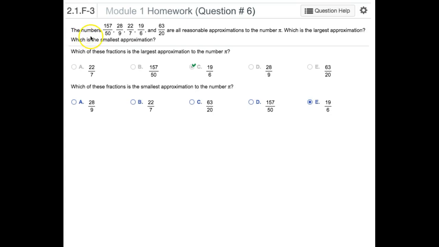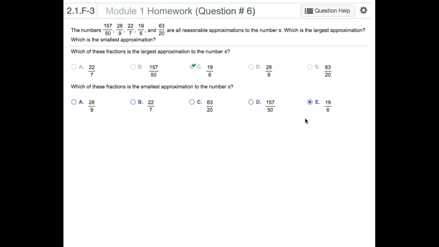And the question says the numbers 157 over 50, 28 over 9, 22 over 7, 19 over 6, and 63 over 20 are all reasonable approximations to the number pi. Which is the largest approximation, which is the smallest approximation? So you answer largest and smallest, and they have the fractions in a different order, but they're the same fractions. So we really just have to figure this out one time and then see which one's the largest and which one's the smallest.